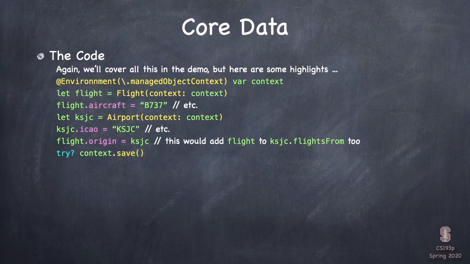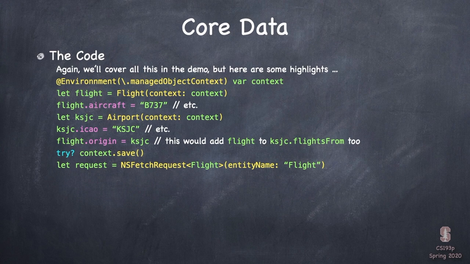Saving it is really easy: context.save. This throws, however. Now, why would trying to save it throw? Your disk could be full, for one thing. It's extremely unlikely, but your iOS device doesn't have unlimited storage. And there could possibly be other errors, but generally this is not going to fail, but it can throw. So that's why we have to put the try on there when we save.